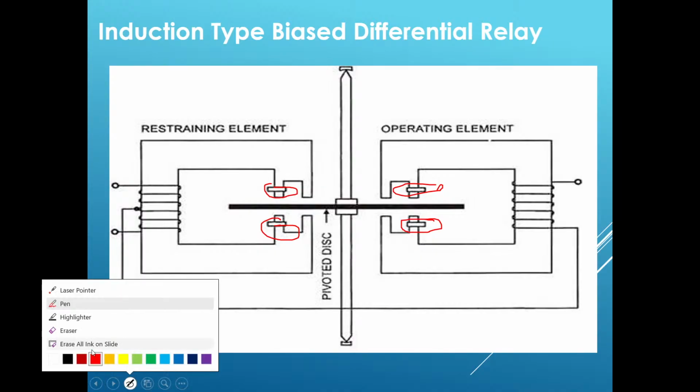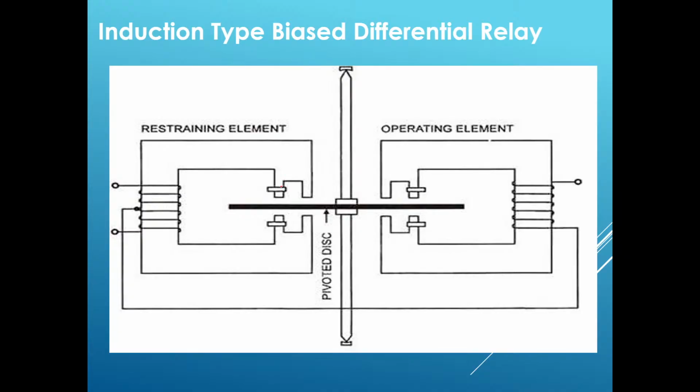But if the shaded rings of the restraining element are moved further into the iron core, what does that mean? They are moved further up. This shaded ring is moved up, and this shaded ring is moved down. They are moved into the iron core. Then the torque exerted by the restraining element will exceed the torque exerted by the operating element.